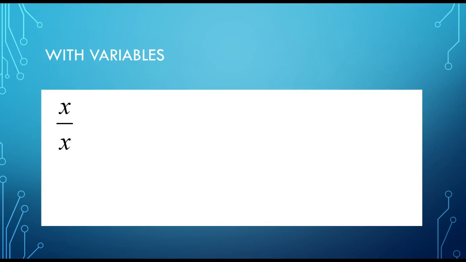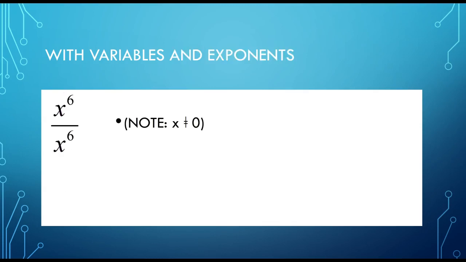So we're looking with variables, x over x. We do need to keep in mind that x cannot be 0, because anytime you have a denominator, the denominator can never be equal to 0. So we have x over x, and as long as x is not 0, we can also simplify to 1 over 1, which again is 1.